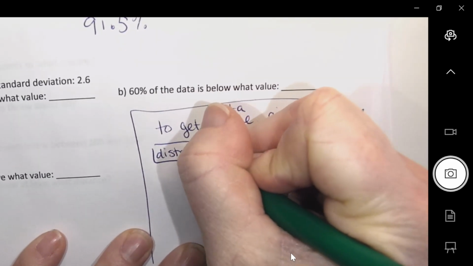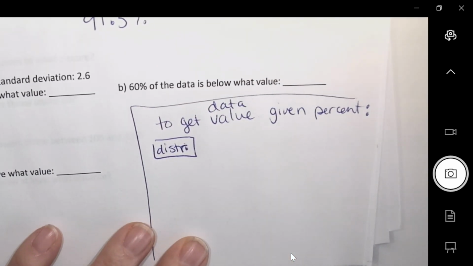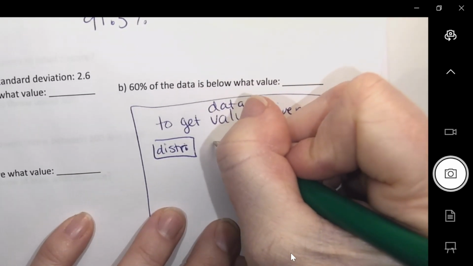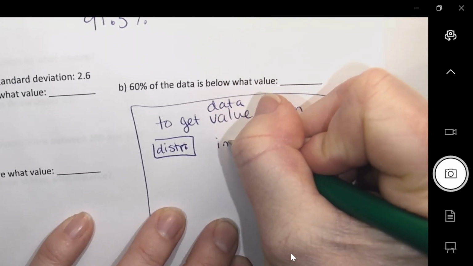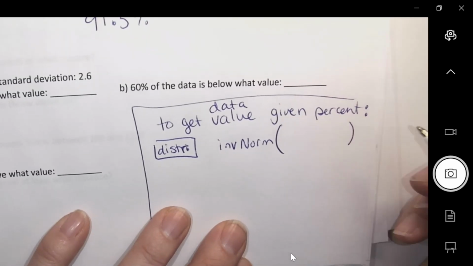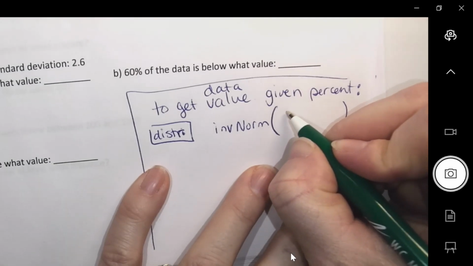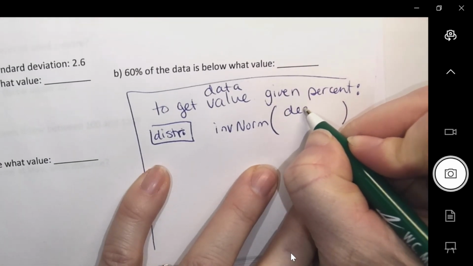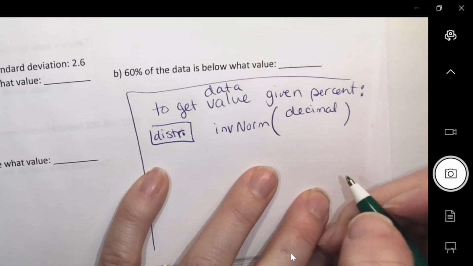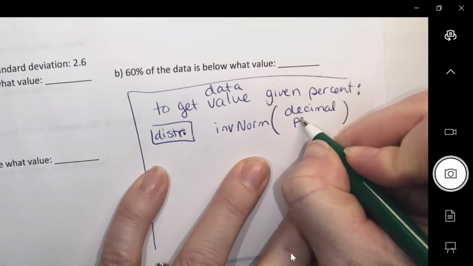So you're going to hit the distribute button. Then you're going to hit number 3 called inverse norm. Then what do you remember about that one? It's a decimal. You have to do a decimal value of the percent.